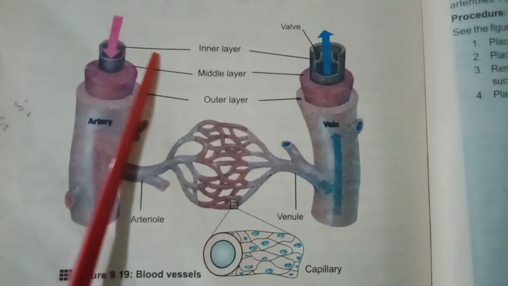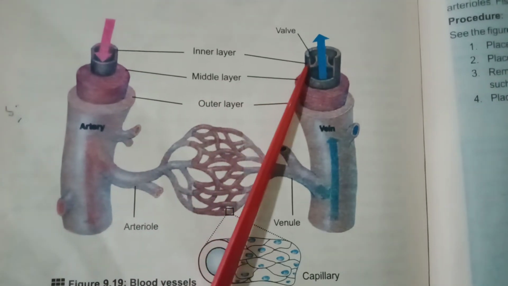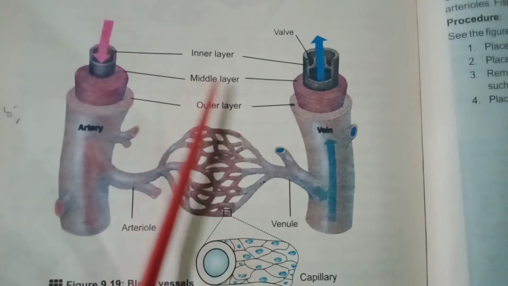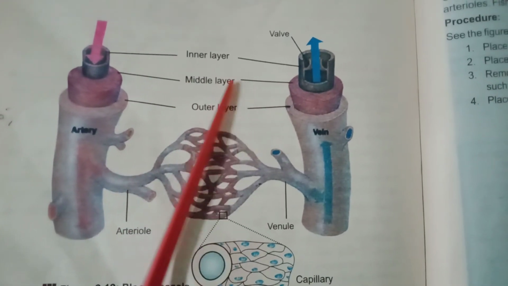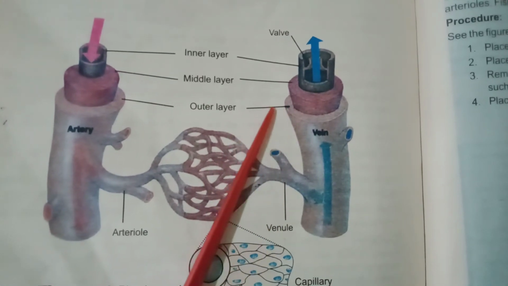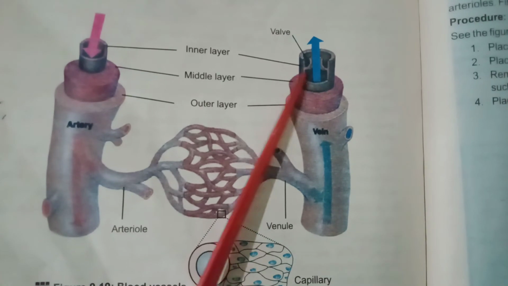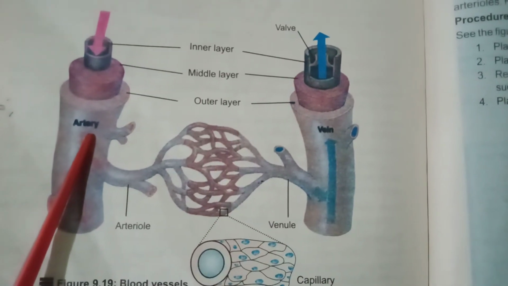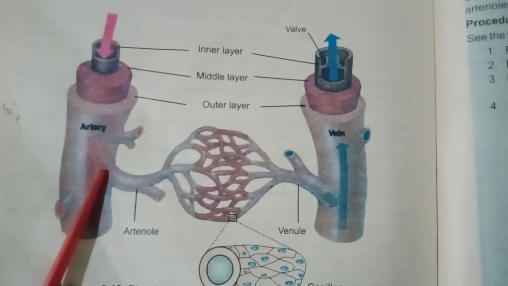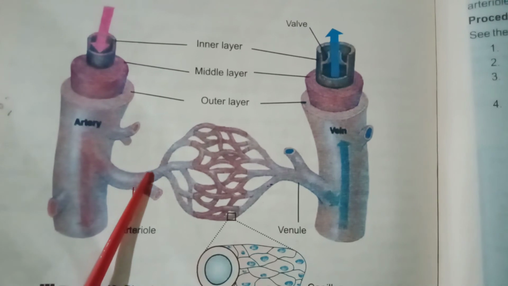Artery, this is the inner wall of the artery. This is the inner wall of the vein. Here is the middle layer of the artery. Here is the middle layer of the vein. Here is the outer layer of the artery and here is the outer layer of the vein. But the vein has a valve, but the artery doesn't have a valve.